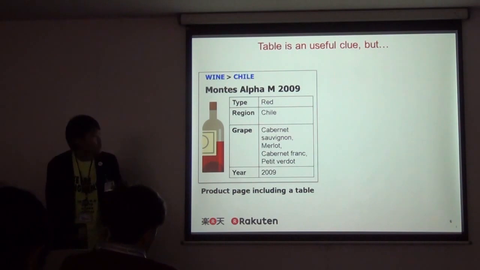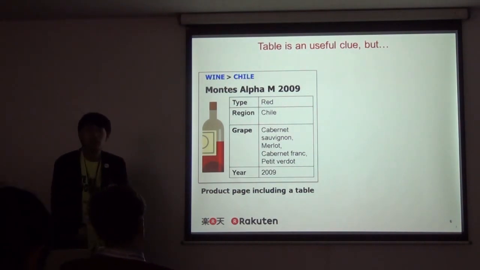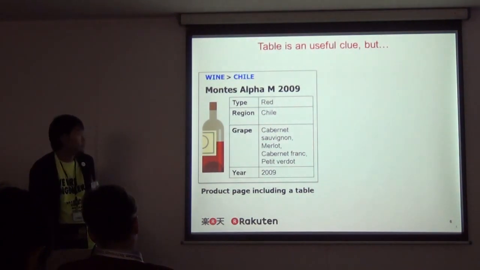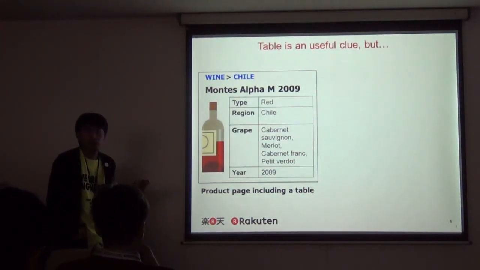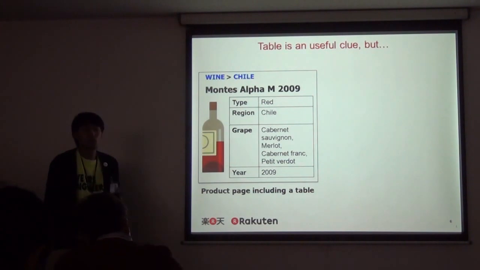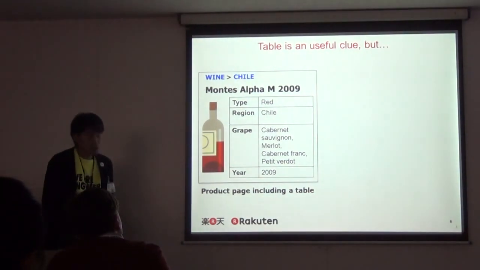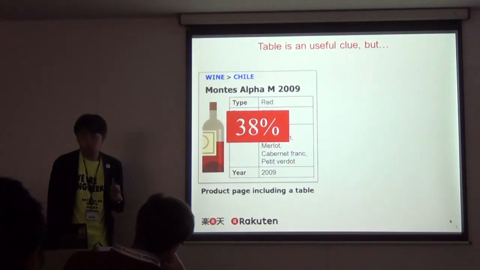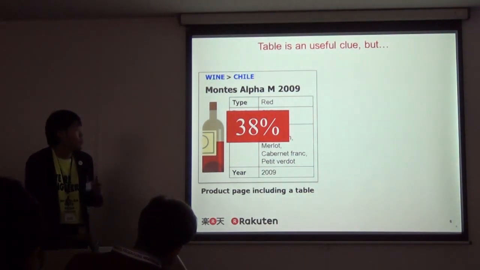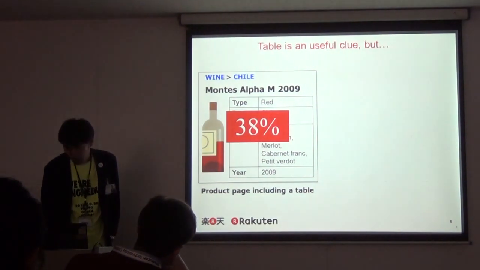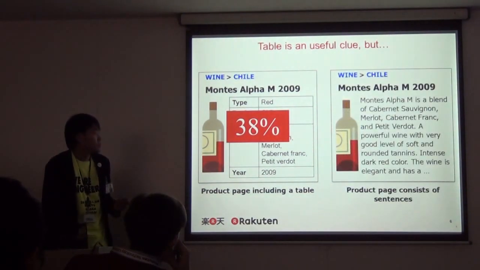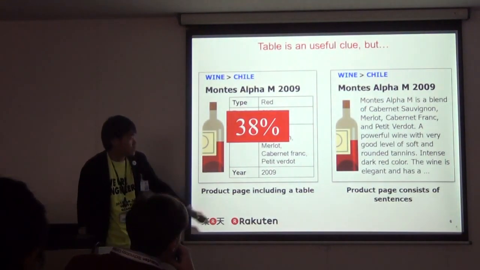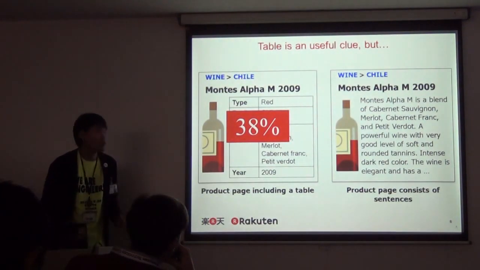You may think that the structured data can be easily induced from the table data in product pages in Rakuten Ichiba. This idea is very nice, but the number of pages including the table data is very small. For example, the ratio of pages including the table data is only 38% in the wine category. So this means the remaining pages consist of full text only, so we need to process full text to achieve our goal.